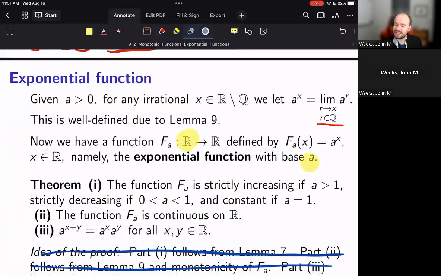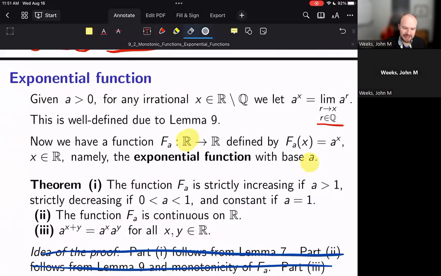We know it's strictly increasing, that is, if a is greater than 1. It's strictly decreasing, we flip the idea, if a is in between 0 and 1, and it's a constant function if a is equal to 1. We also know from all of this that the function f sub a is continuous because even at the irrational points, we are defining the function to be the limit. And remember, that's a characterization of continuous for a function.